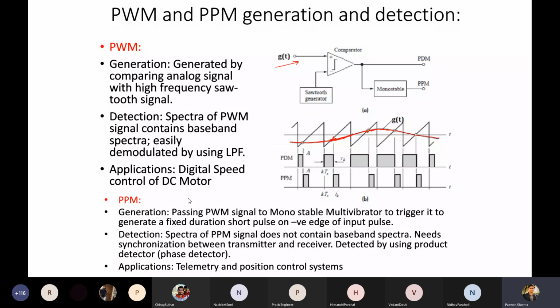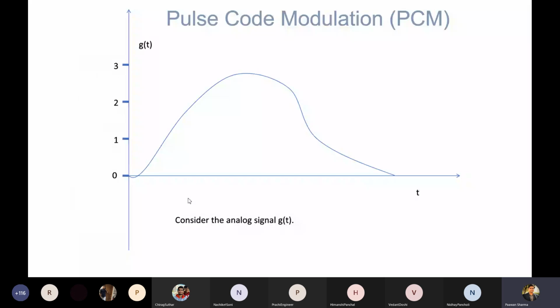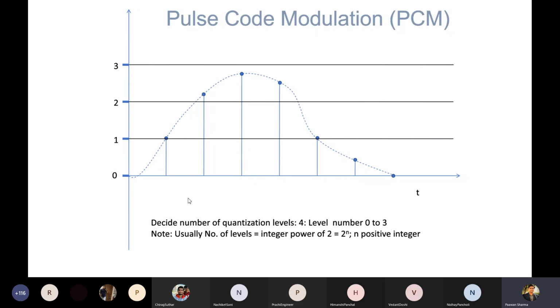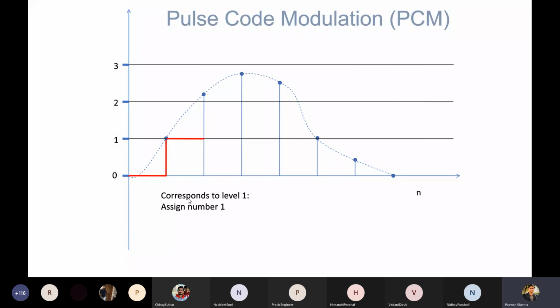Okay, so these are the sampled values. Then you have the number of quantization levels. In this case, we have 4 quantization levels: 0, 1, 2, and 3. So we start with the sample at T equals 0. It has 0 amplitude and it corresponds to level 0. So we have assigned, in red color, you can see, level 0. The next sample is this value 1. Exactly, it is falling at level 1, so we have assigned level number 1.